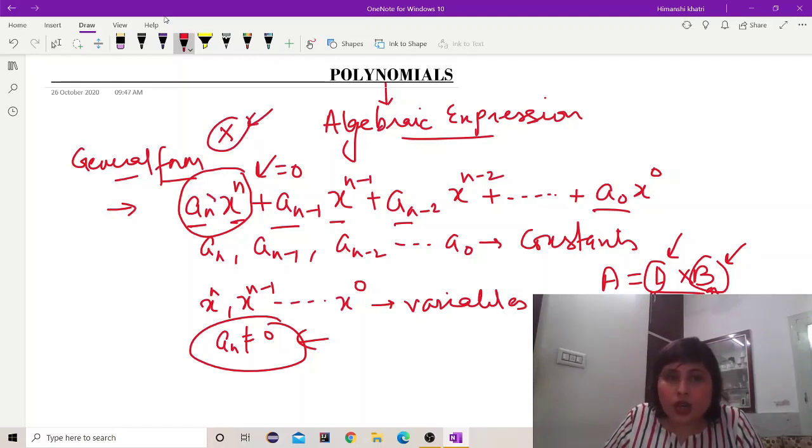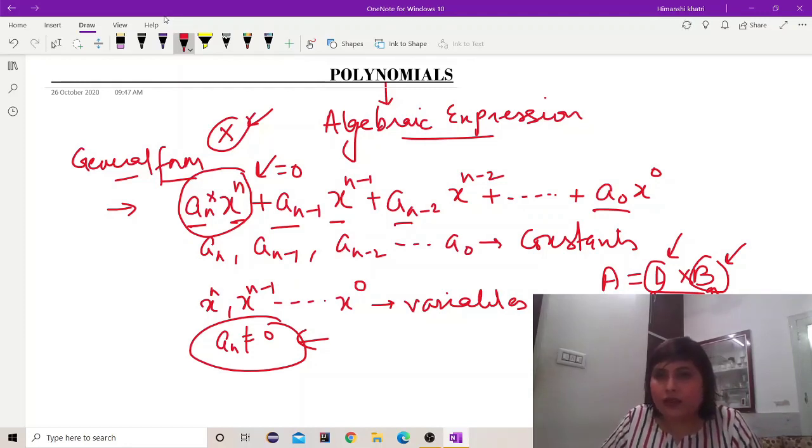Between these two, a hidden operation is there, and that is what? Multiply sign. Because this whole constitutes what? A single term. So in a term we write everything in multiply form.